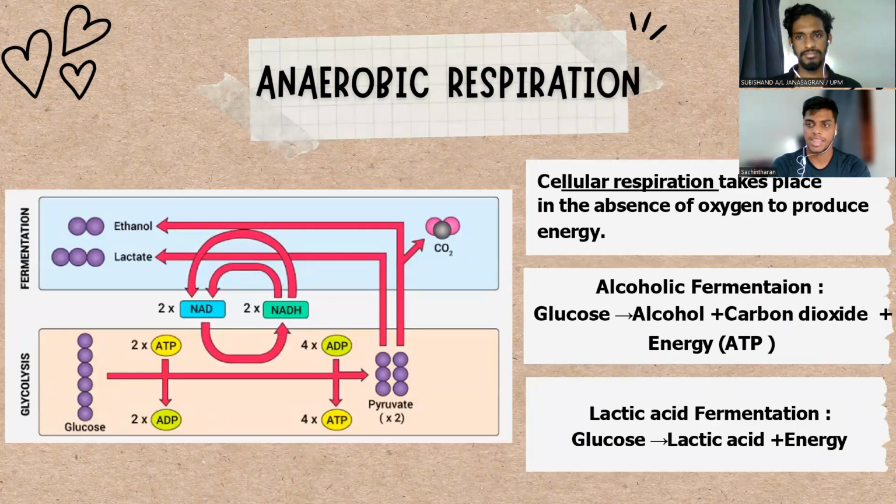The second type of respiration is anaerobic respiration, where the cellular respiration takes place in the absence of oxygen to produce energy. Anaerobic respiration can be divided into two. The first one is alcoholic fermentation, where alcohol will be the product of this respiration, and then lactic acid fermentation, where lactic acid will be produced as the byproduct of this respiration.